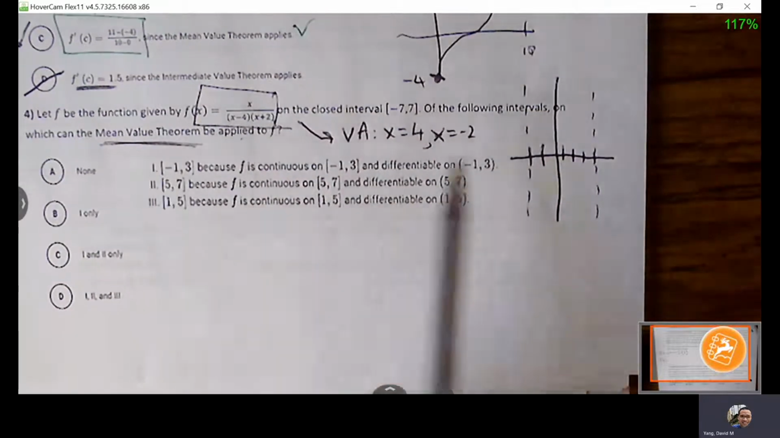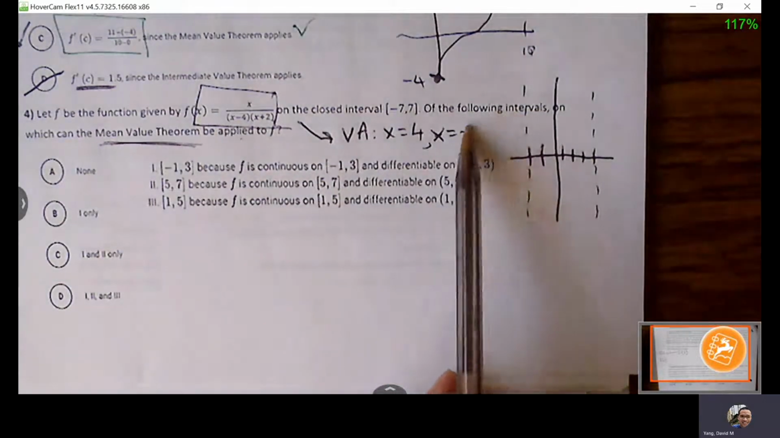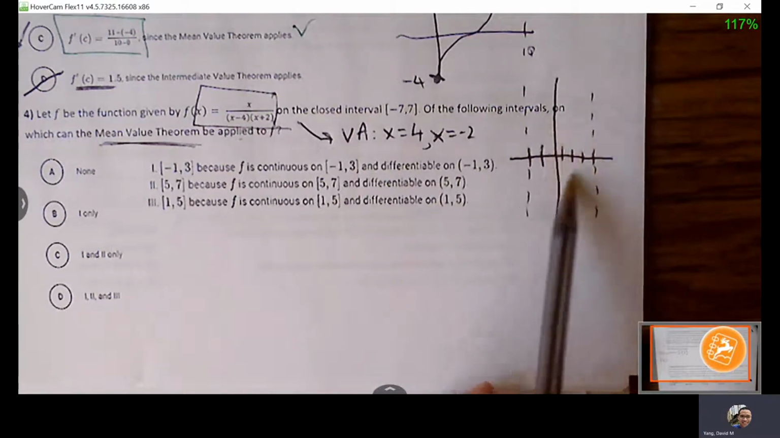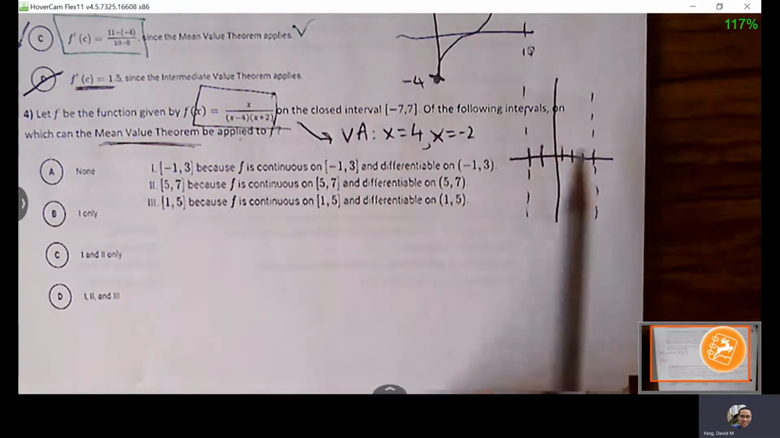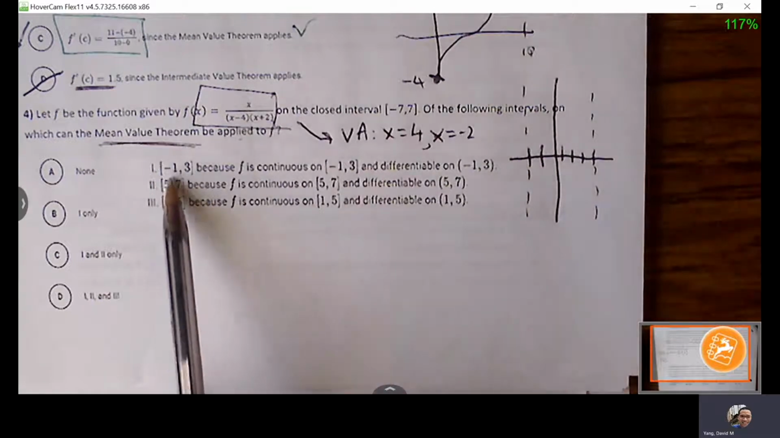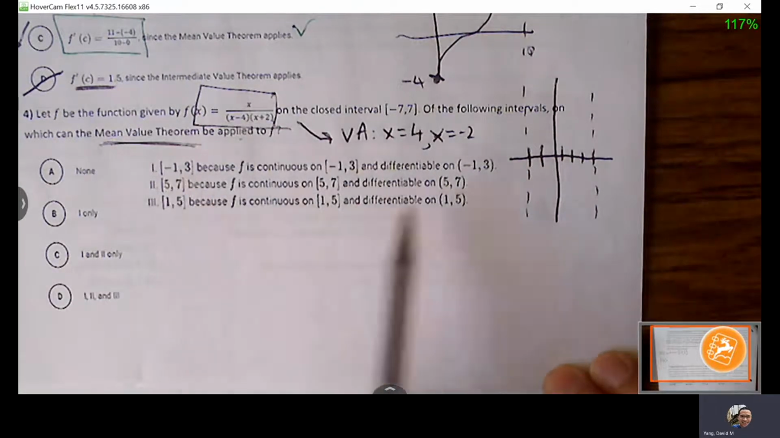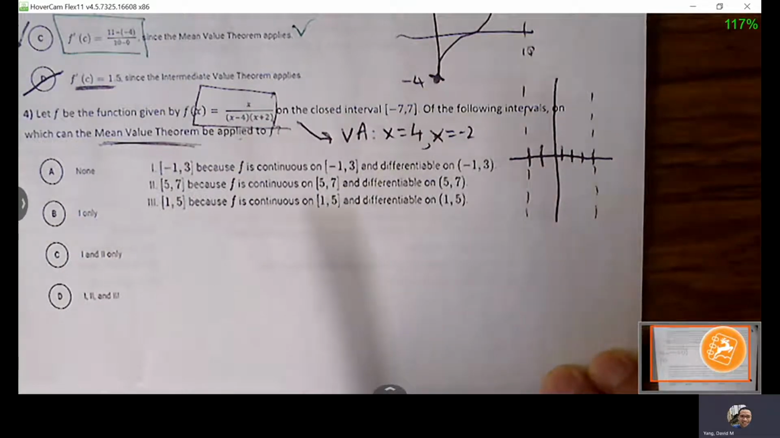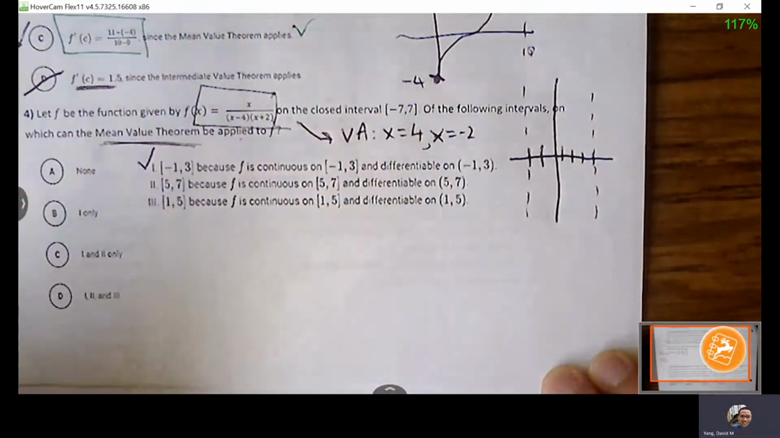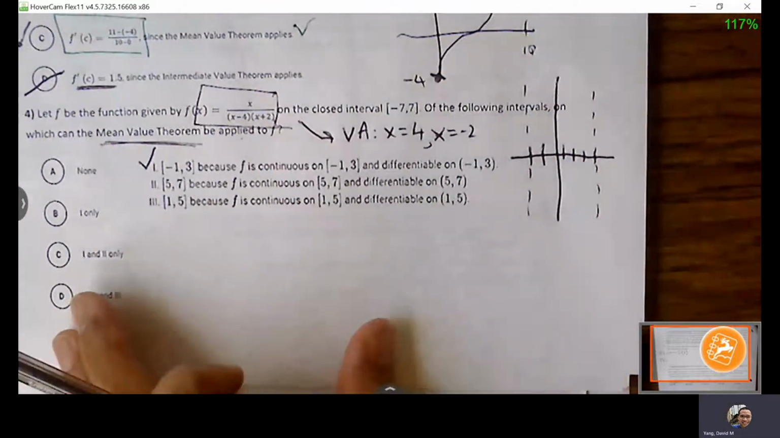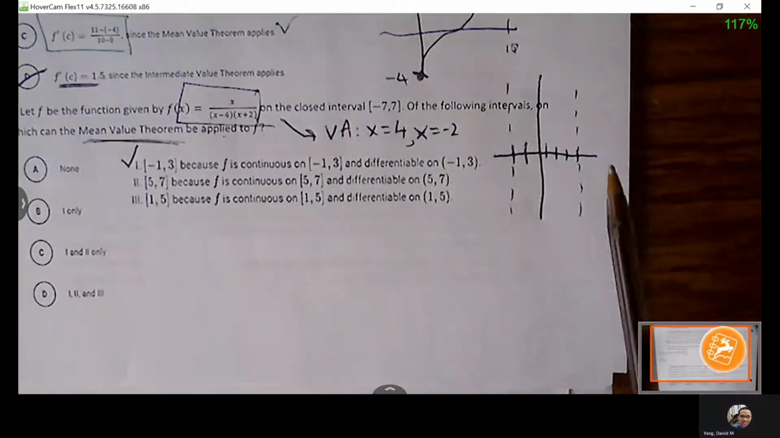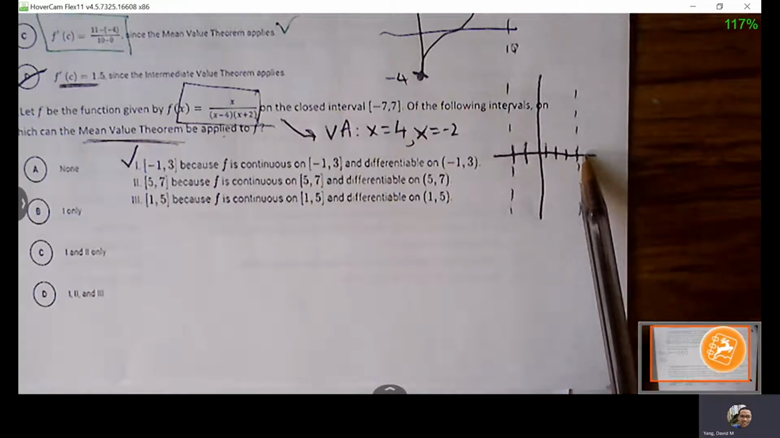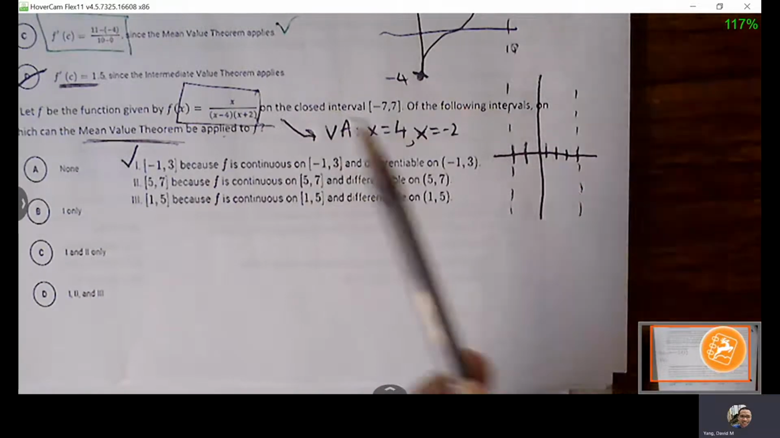So mean value theorem is good for any region to the left of the vertical asymptote. In between is okay, and to the right is okay. Okay. So between -1 and 3, are we safe? All right. It doesn't cut across any asymptote, right? So we can check that off. That one's good. How about between 5 and 7? Yeah, 5 and 7 were okay because it doesn't include the asymptote.